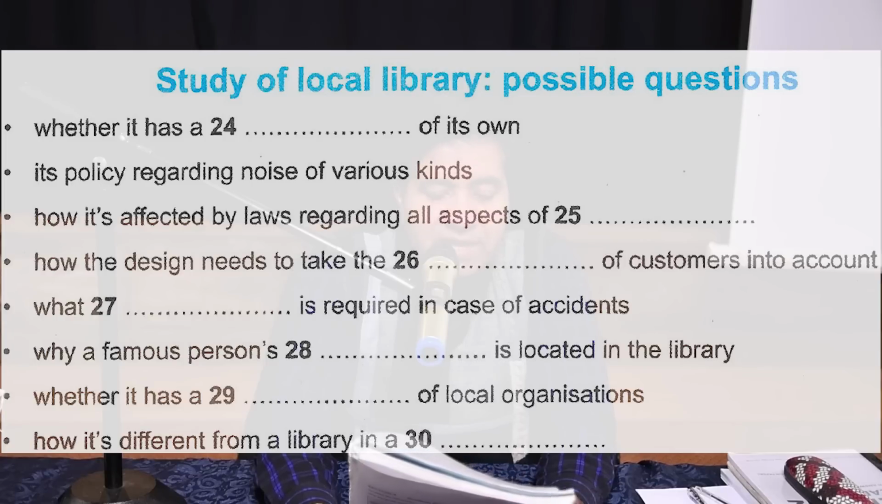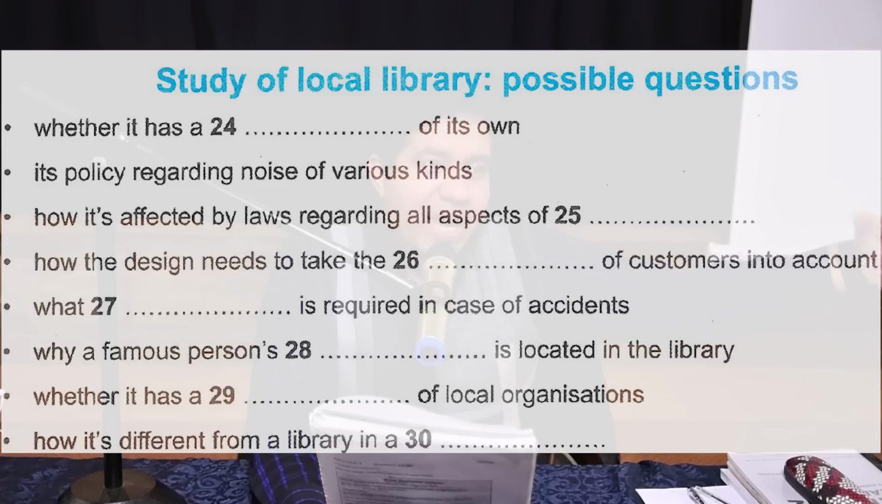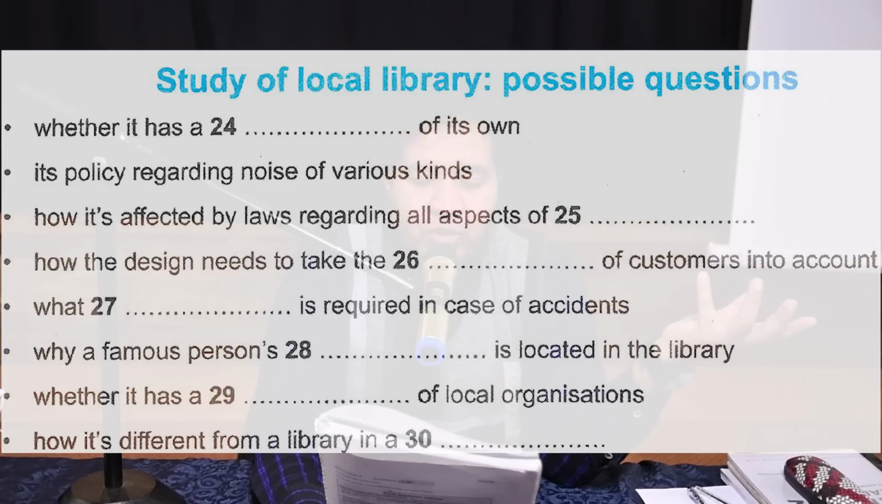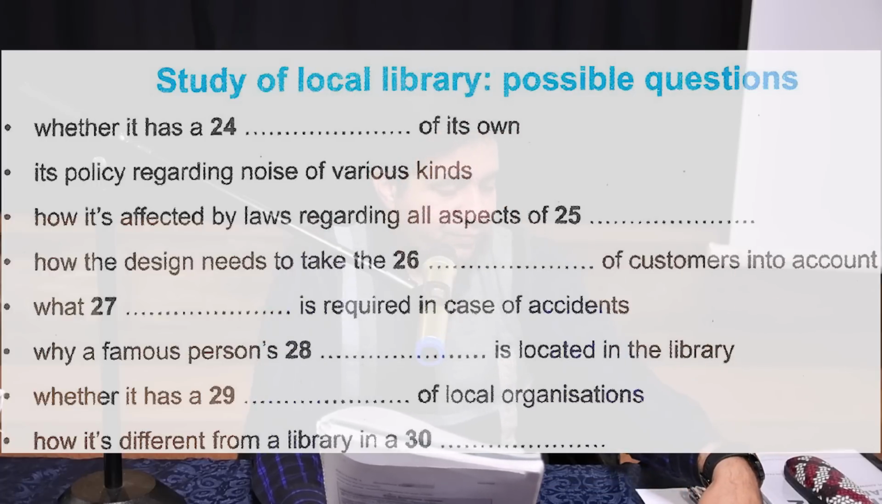29. Whether it has a dash of local organizations. It का मतलब है library. Library has a dash of local organizations. A dash of what? Let's see.